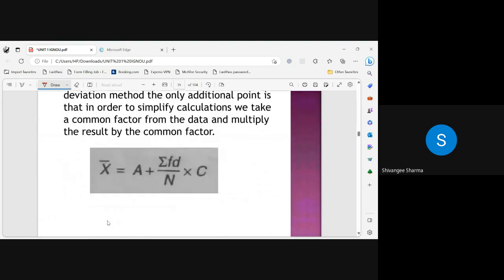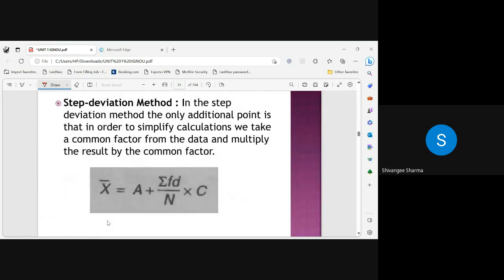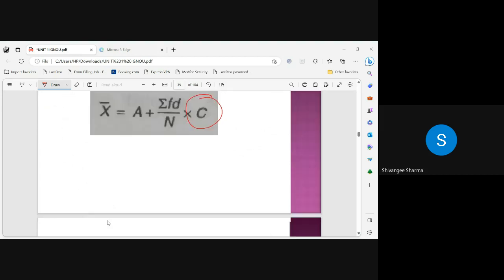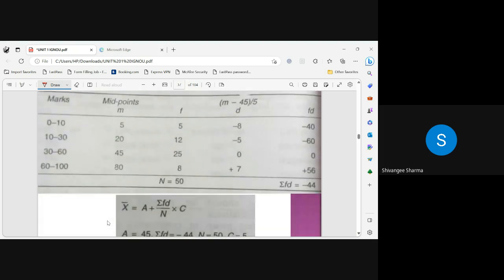The next one is the step deviation method. It is a further simplification of the shortcut method. Here this C is also added, which is a common factor. Let's look at an example. These are the marks and these are the number of students, and let's do it with the step deviation method. So 0 to 10, 10 to 30, 30 to 60, and 60 to 100. We calculate the midpoints 5, 20, 45, and 80. Then the frequencies given are 5, 12, 25, and 8.